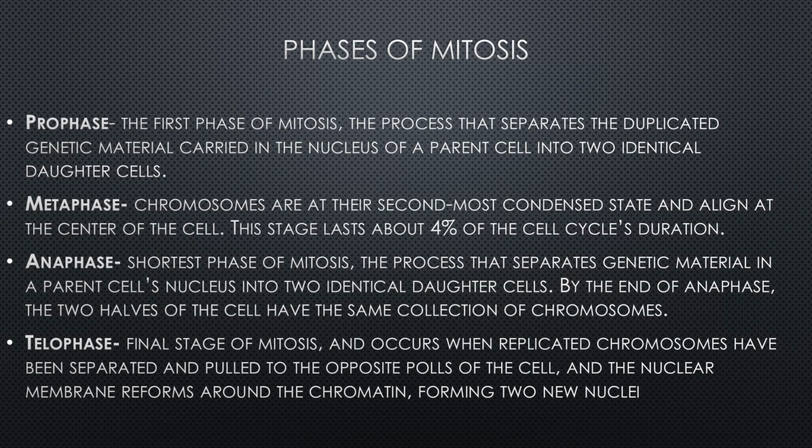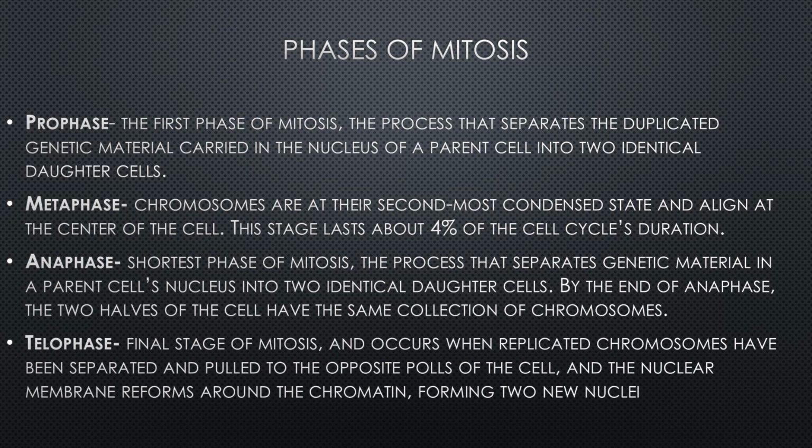So, phases of mitosis. Prophase, the first phase of mitosis. This is the process that separates the duplicated genetic material carried in the nucleus of a parent cell into two identical daughter cells. Next is metaphase, in which chromosomes are at their second most condensed state in a line at the center of the cell. This stage lasts about 4% of the cell cycle's duration.